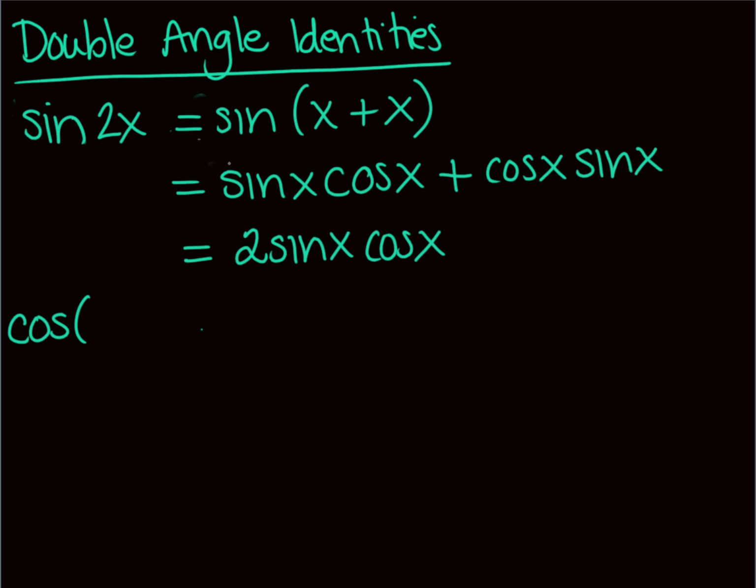So same thing with cosine. So this is pretty cool. If I know what x is, and I want to find the sine of 2x, I just need to take 2 times the sine of x times the cosine of x. Okay, and we'll do some examples, of course.